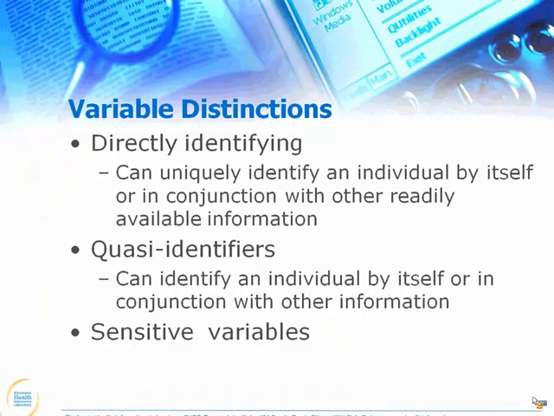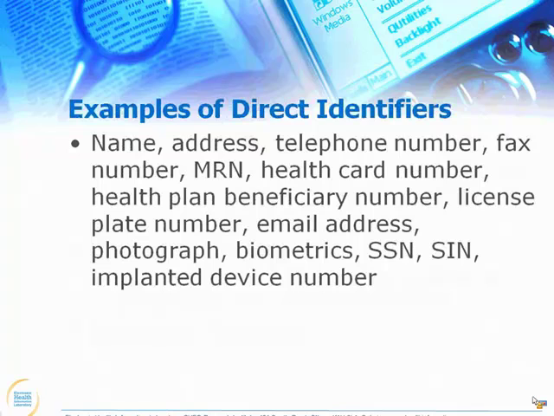So some concrete examples of direct identifiers, which are commonly used, are the name, address, telephone number, fax number, medical record number, health card number, health plan beneficiary number, license plate number, email address, photograph, biometrics, social security number, social insurance number, implanted device number. So essentially unique identifiers. Some of these examples come from the HIPAA privacy rule in the US, but they're generally considered to be direct identifiers, which means that if I have those pieces of information, I can uniquely and directly identify an individual.